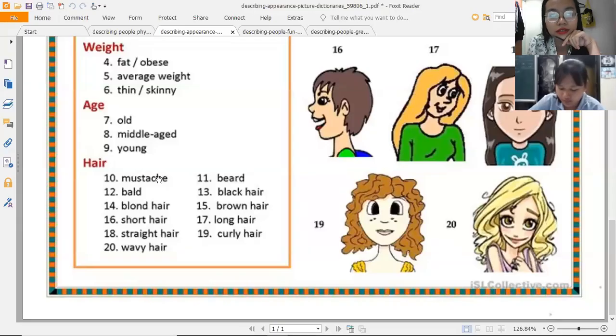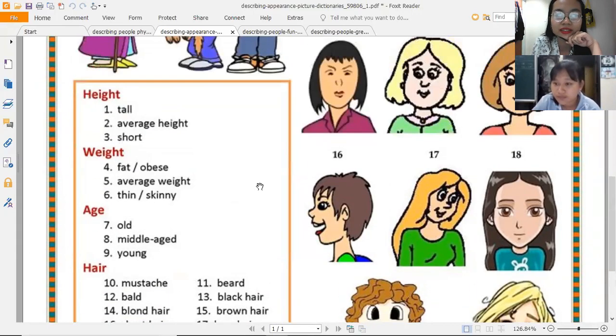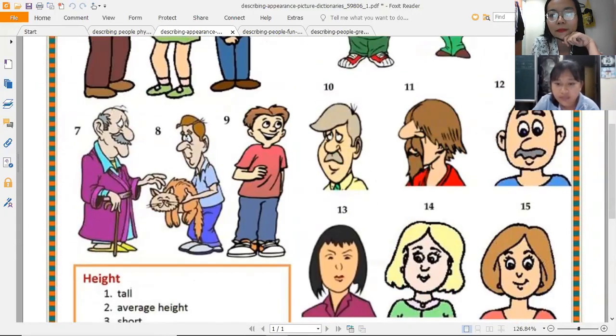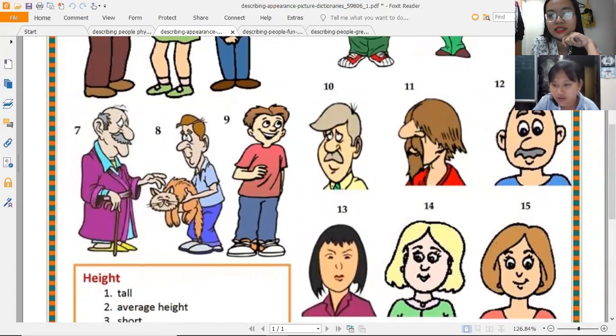Now, this one I want you to write in your notes. Two types of beard here. And then 12, bald. This means no hair. What is no hair here? I think in Vietnamese we have a name for this, right? No hair.